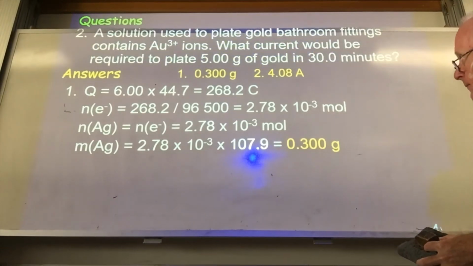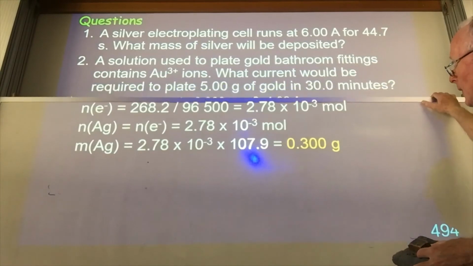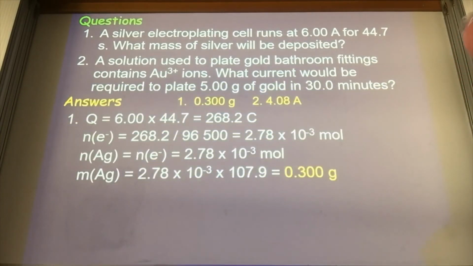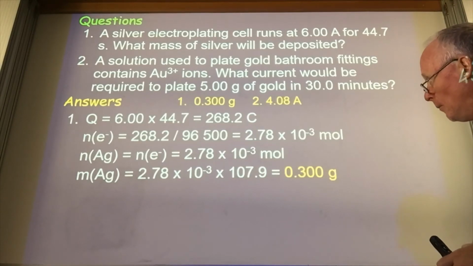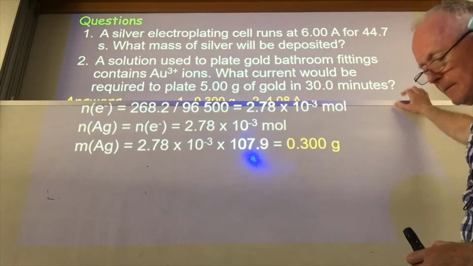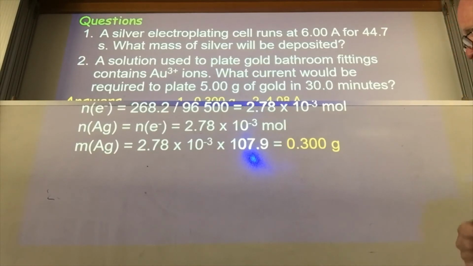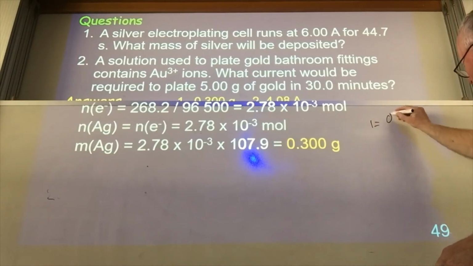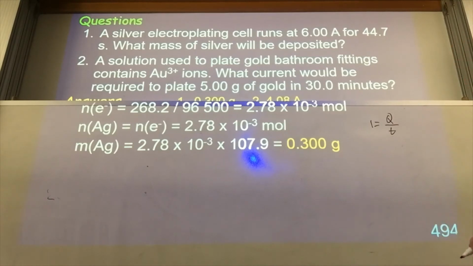Next question involves going the other way. This time we're given chemistry information, we're given a mass of metal, we're after electricity information, i.e. what current is required. So we've got to calculate I. I equals Q on T. So I equals Q on T is going to be our final calculation.